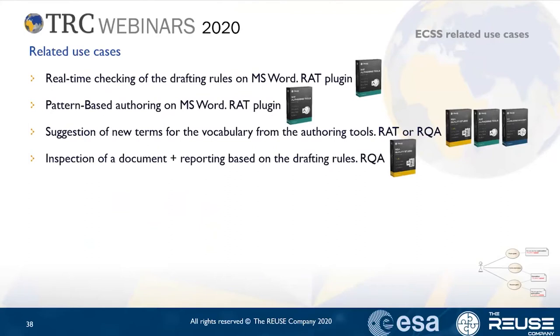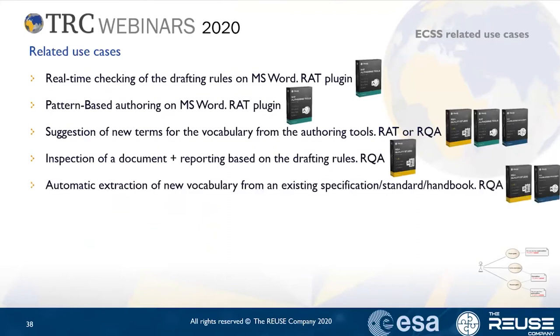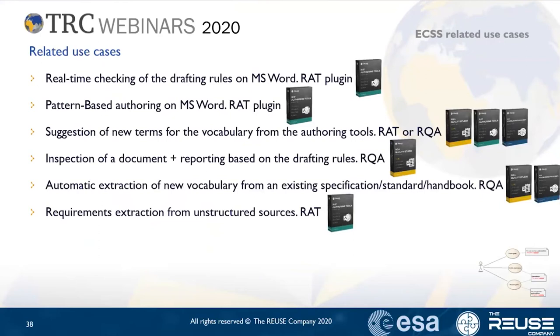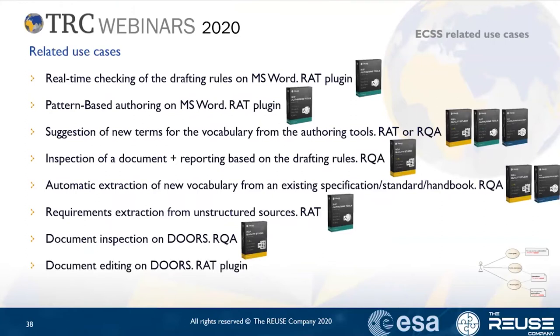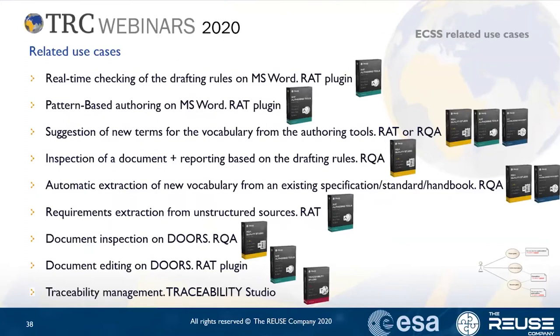This is RQA now. Automatic extraction of new vocabulary from existing specifications or standards or handbooks is also RQA, in collaboration with the knowledge manager. Requirements extraction from unstructured sources is the RAT tool. Document inspections on DOS or even authoring on DOS is also possible with RAT and RQA, and also traceability. I will not focus today on this tool, but the traceability that is suggested by the ECSS can also be managed by our tool, Traceability Studio.